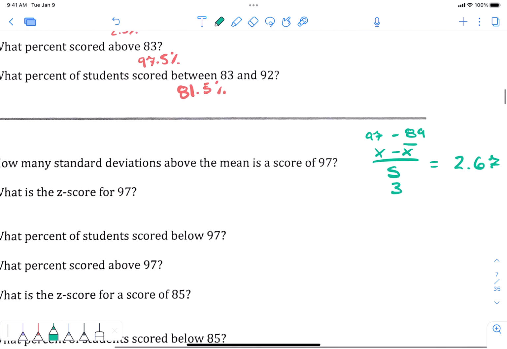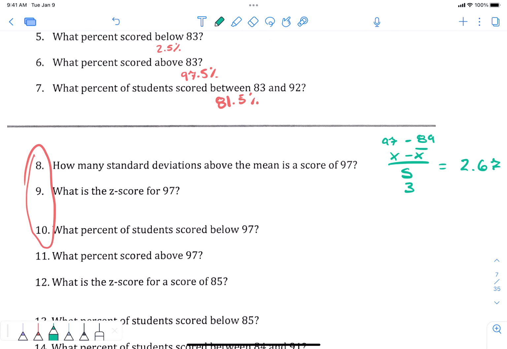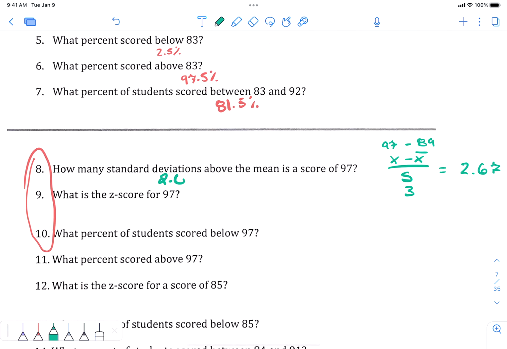Okay, so 8 and 9 were kind of a trick question because it says how many standard deviations are you above the mean? You are 2.67 standard deviations above the mean. What is the z-score for 97 then? 2.67. Those are saying exactly the same thing. Z-score is the number of standard deviations that you are.